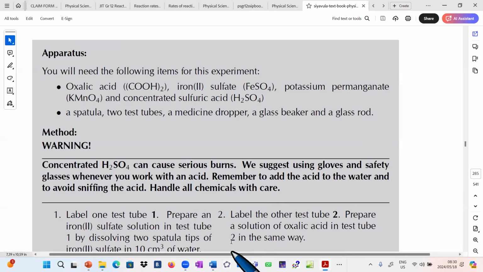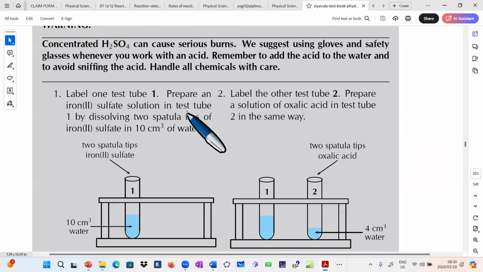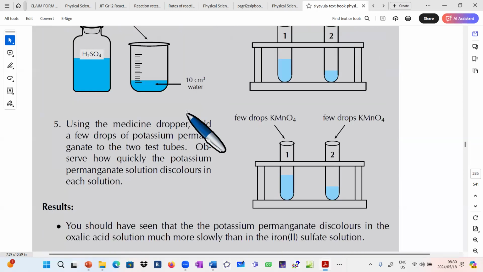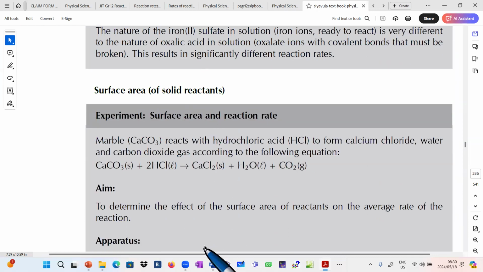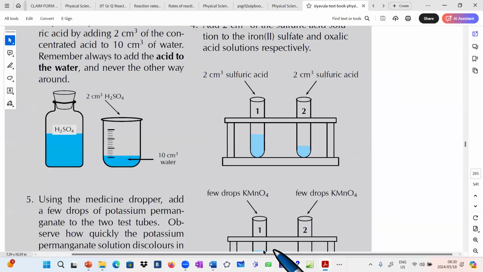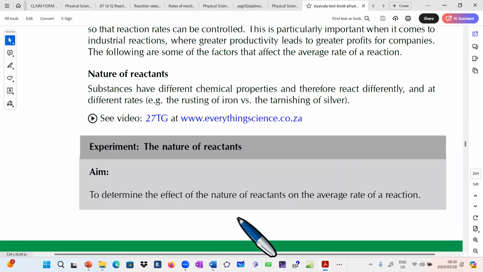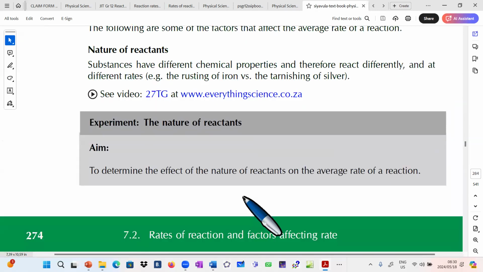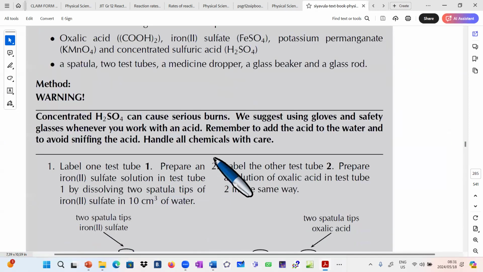We looked at the nature of reactants as a factor that affects reaction rates. Let us mention some of these in passing. Obviously an experiment can be done to determine the effect of the nature of reactants on the average rate of a reaction. So you can always do an experiment.